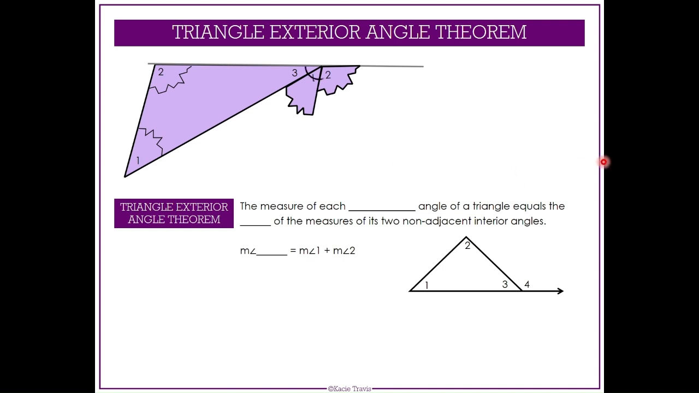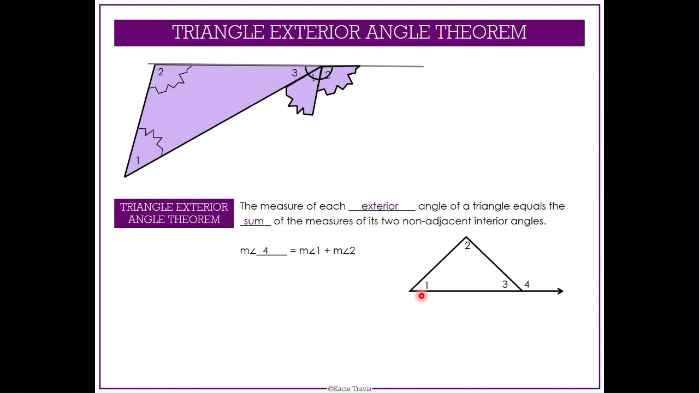The measure of each exterior angle in a triangle equals the sum of its two non-adjacent interior angles. So non-adjacent means not next to. So the two angles that are not next to the exterior angle add up to our exterior one. So to find angle 4, it's what angle 1 is plus angle 2. And that's what you got to do.